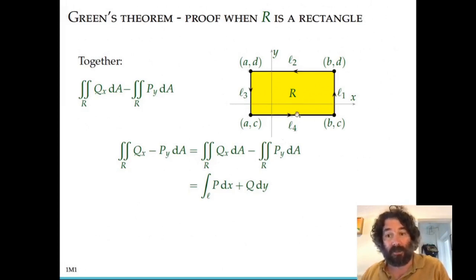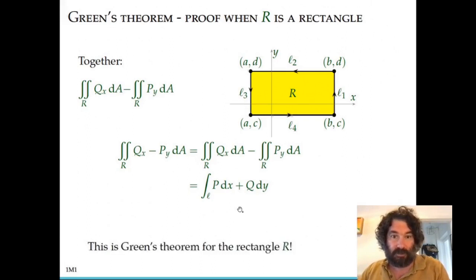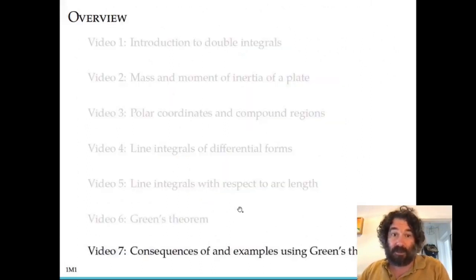And when you add all those together, you get the entire line integral over L, the curve that goes all the way around the boundary of this rectangle. So this is a proof of Green's theorem in the case when R is a rectangle. Of course, Green's theorem does hold for other regions, and the proof essentially follows from the fundamental theorem of calculus, similar to what I've shown, but it's more complicated when the boundary of the region is a curve. So this is Green's theorem for a rectangle.